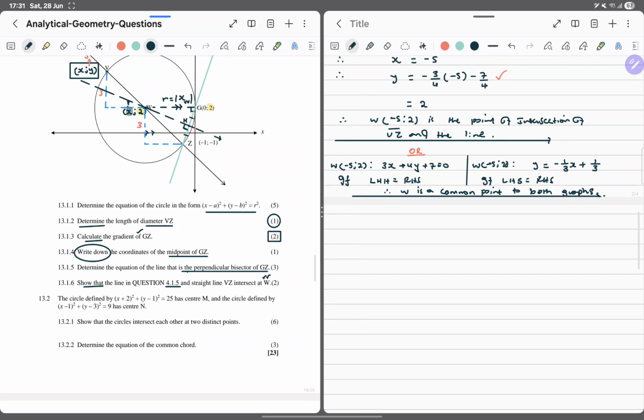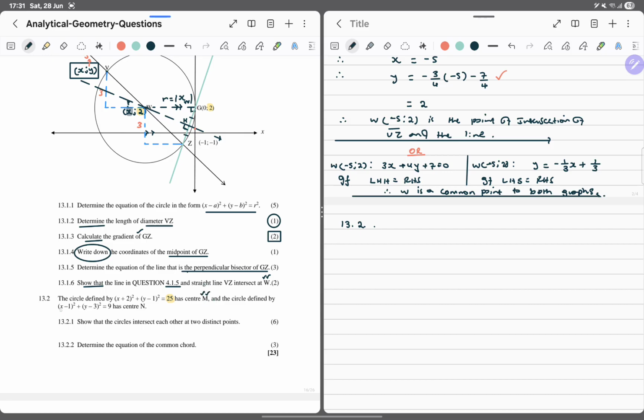All right, so let's get to 13.2. Now 13.2 says the circle defined by (x plus 2) all squared plus (y minus 1) all squared equals 25. Of note is that the radius of this circle is the same as the radius of the circle we were given at 13.1. It has the center M, okay?